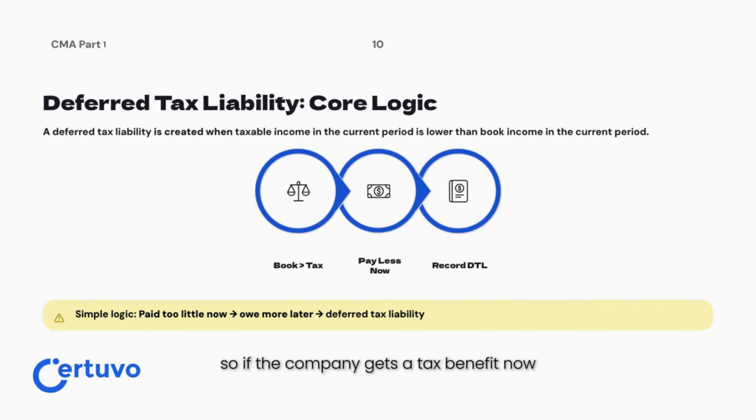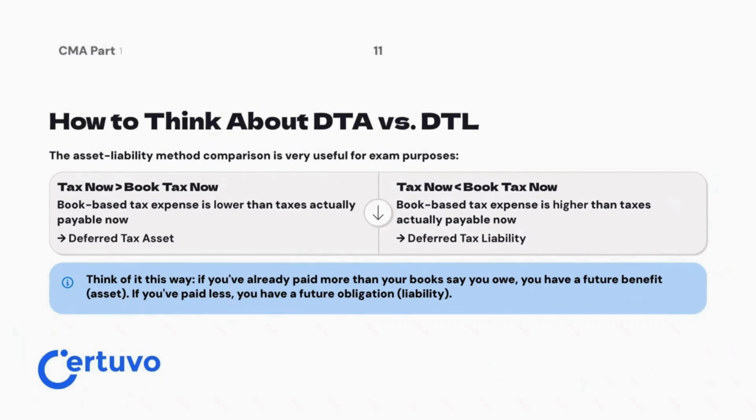So if the company gets a tax benefit now that will reverse in the future, it records a liability. A good way to remember this is deferred tax asset means future tax benefit. Deferred tax liability means future tax obligation. Let's move to Slide 11. Slide 11 is titled How to Think About DTA versus DTL. This slide gives us a very useful comparison for exam questions. If tax now is greater than book tax now, then book-based tax expense is lower than taxes actually payable now. That creates a deferred tax asset.